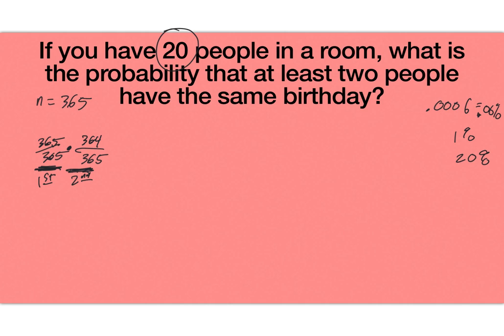But right now I'm finding the probability that if 20 people come in the room, they're all different. Well, the opposite of all different is someone's the same. So now what's the third person?